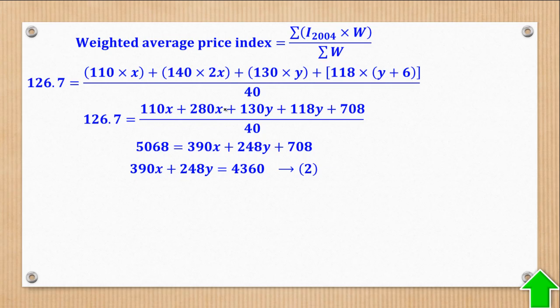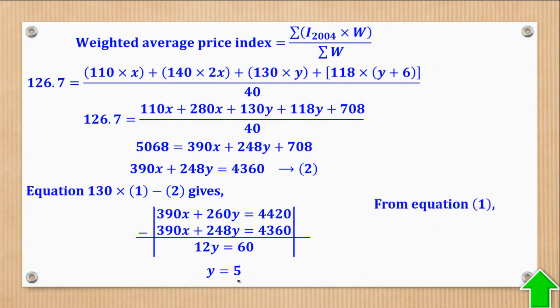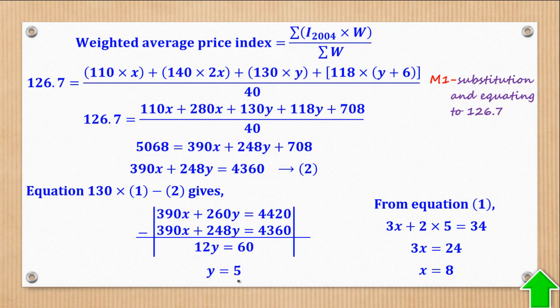So now we have two equations with two unknowns. Next is to solve simultaneously. Equation 1 multiplied by 30 minus equation 2, you come up with this. Here I wanted to eliminate x, so I'll end up with y being equal to 5. After getting y, I can now get the value of x from equation 1 by substituting for y. And that's what they wanted.